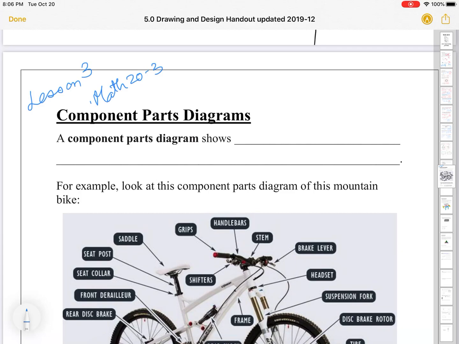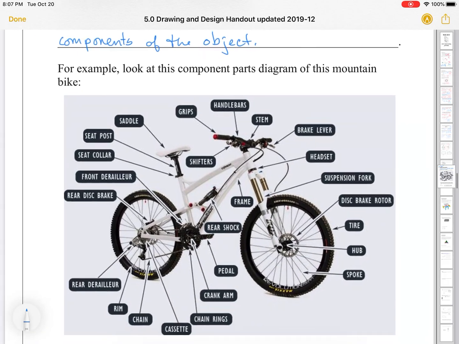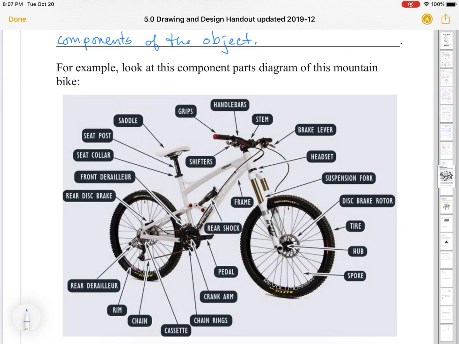Now, a component parts diagram shows all of the individual components of the object. So for example, we have a component parts diagram of this mountain bike, and as you can see, we've got labels on all of the different pieces, identifying what they are so that people can look at the whole thing and see all the pieces that make it up. With a component parts diagram, you need to have all of those pieces.